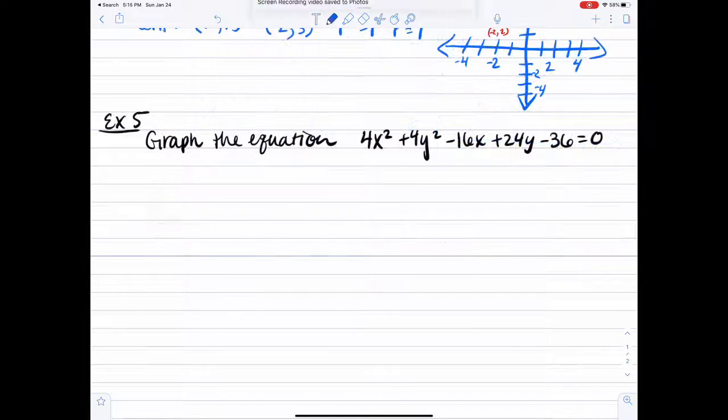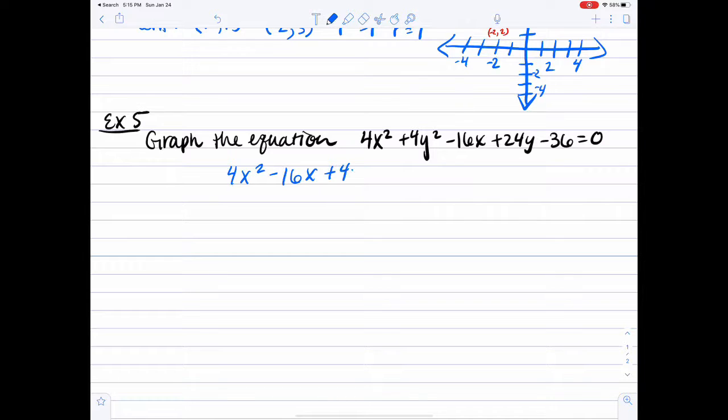All right, example 5. Okay, our last example for today is graph the equation, which looks very similar to the one above. So we're just going to do the same thing, put all our x's together and all our y's together. And put your number value on the other side. And then here we need to recognize that we can actually divide out a 4 everywhere and get rid of it. So actually we can rewrite this.